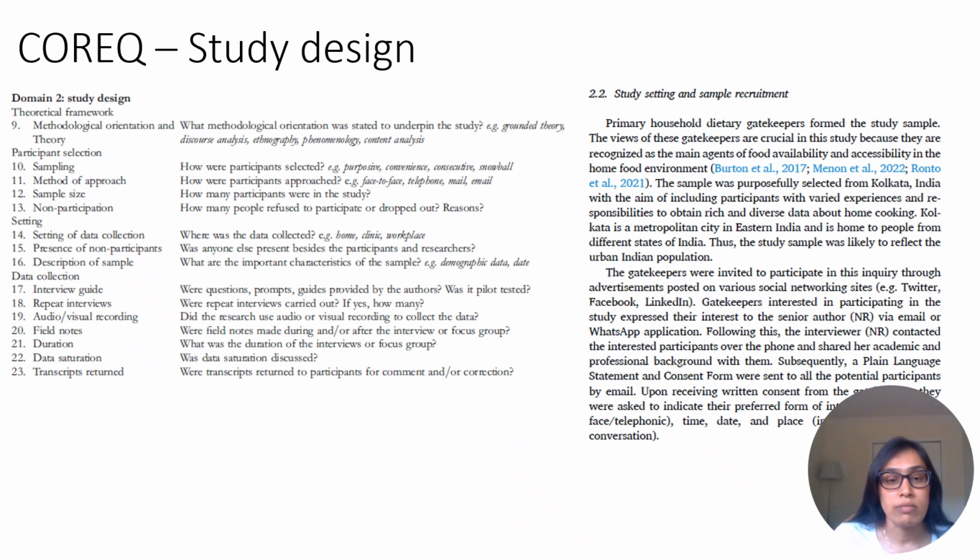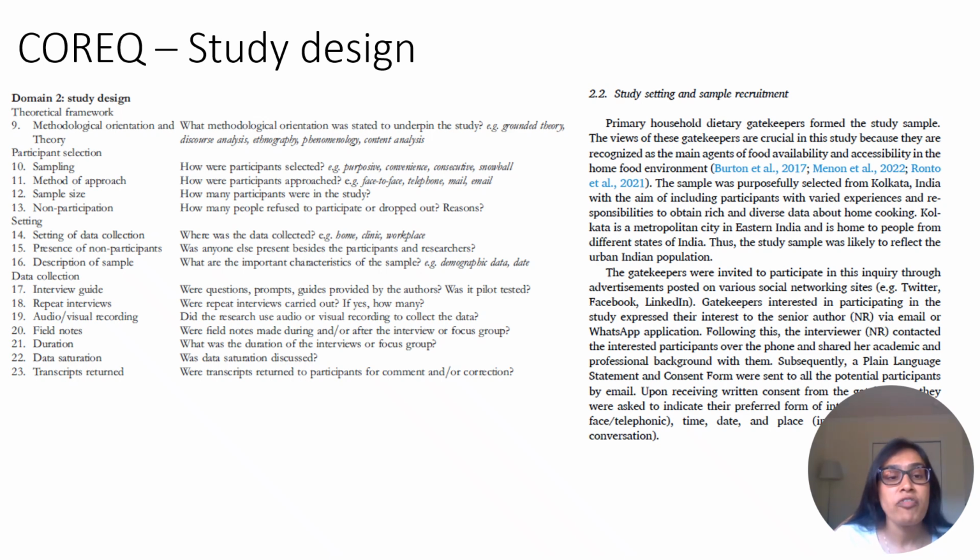Presence of non-participants. Was anyone else present besides the participants and researchers? Very important. So there could be one researcher, like one interviewer and one note keeper, and the participant. If anybody else is present, then it could result in bias, because he or she may not be comfortable in answering. So generally we select a place where nobody is present, known to the participant.